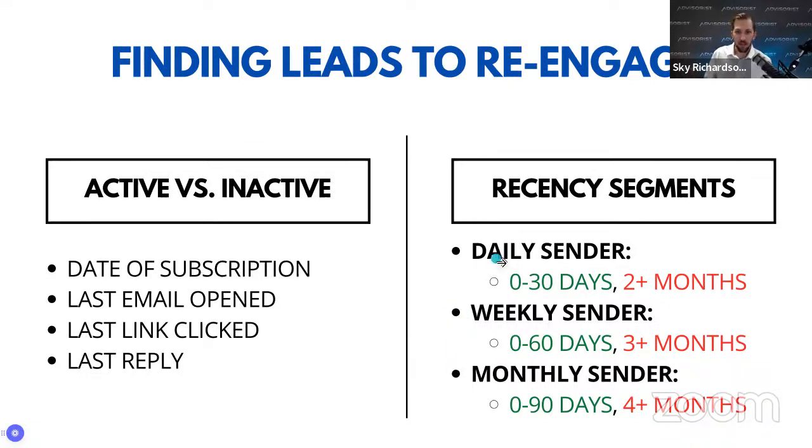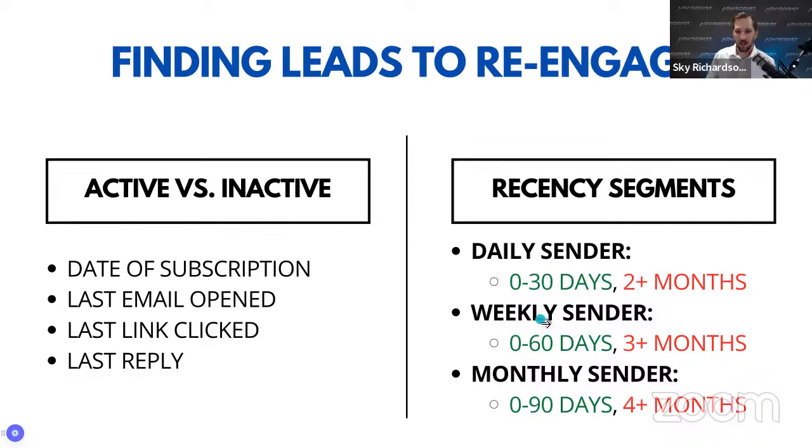If you're a daily sender, then you're basically going to segment your list based on if someone has had one of these actions on this left side within the last 30 days. So if within the last 30 days, someone has subscribed to your list, or they've opened an email, or they've clicked a link, or they've replied, they're considered active. If it's been 2+ months, then they're inactive.